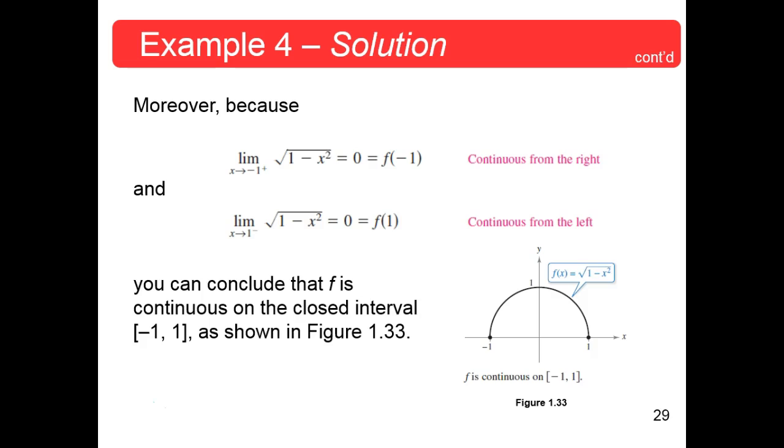This means it's continuous from the left here, from the right here, from the right here, from the left here. So it's continuous everywhere in between, including the endpoints. So it's continuous on the closed interval -1 to 1. So they said it. They went through a whole bunch of stuff and came back and said it again. Make sense? And it's a semicircle.